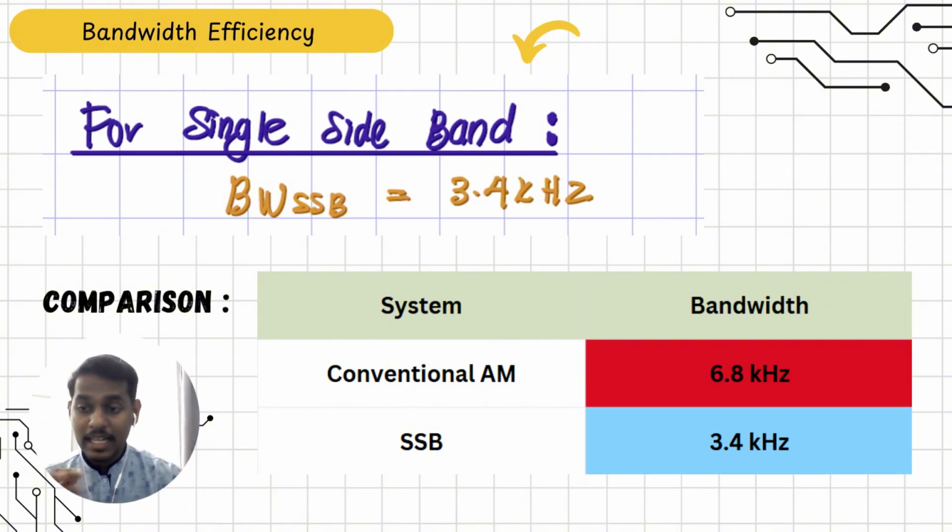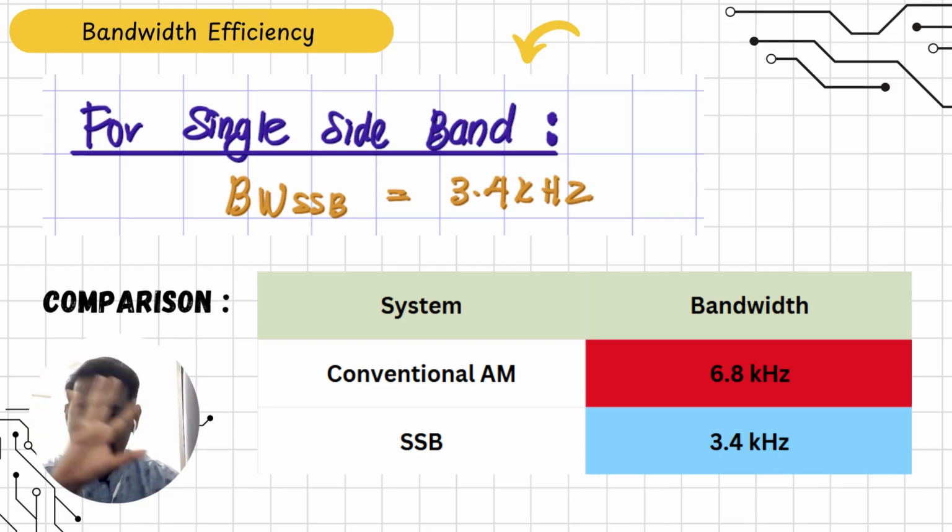In other words, single sideband reduces the bandwidth requirement by about 50%. This is a very significant improvement because the radio spectrum is very limited and must be shared with many communication systems, so that is why we need much lesser bandwidth. From this comparison, we can clearly see the difference: conventional AM requires 6.8 kilohertz of bandwidth, whereas single sideband only needs 3.4 kilohertz.